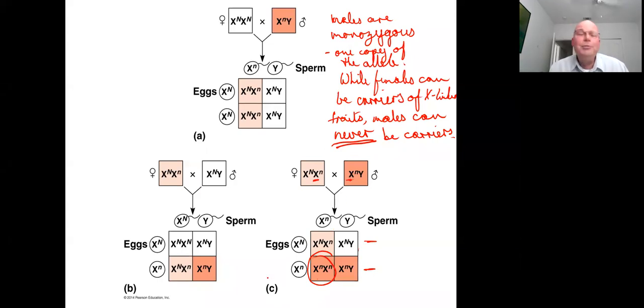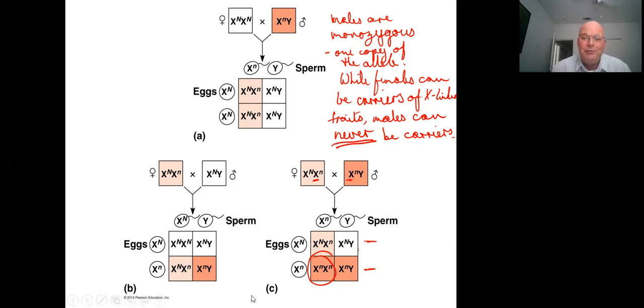So the source of the mutation, as far as the males are concerned, is always the mother, because they get their X chromosome from their mother. They can't get the X from their father, they must get the Y from their father, because if they didn't get the Y from their father, then he would be a she, because they would get the X from their father, and they would get the X from their mother, and that would make them female, not male.